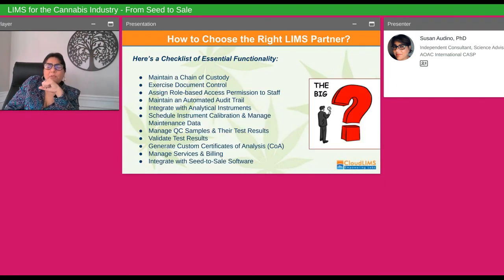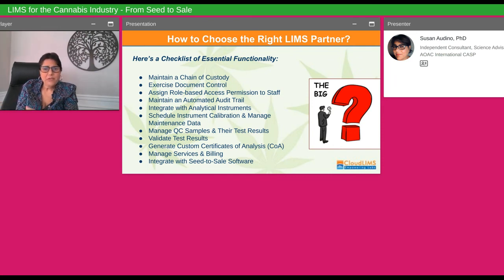But how do you choose the right LIMS partner? That's always the biggest question, isn't it? Here's the checklist. I'm not going to read through everything on this checklist. It's here for you. But you want to make sure that you can do everything that we've talked about in the last 40 minutes or so, that you can maintain the chain of custody, that you know who touched that sample, where it went, how it got there, when did it get there, who then received it, who did what to that sample in a testing lab. What were those results? Who has access to those results? Oh, and by the way, were those results validated and checked before they were released?